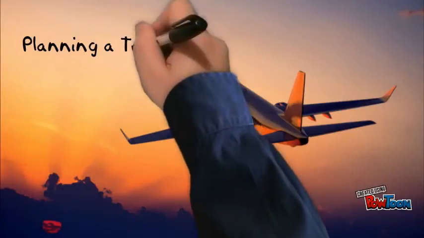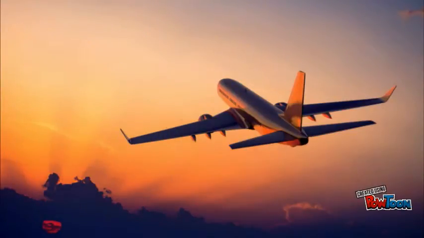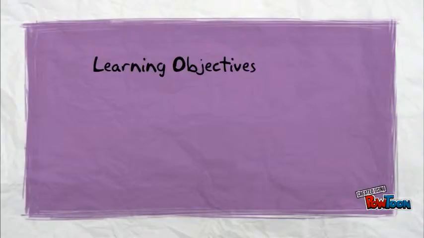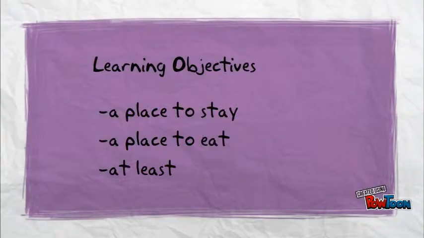The objectives that we will be working on during this project will be that students will be able to create an itinerary for a trip to a Spanish-speaking country. Students will need to include a place to stay, a place to eat, and at least one place of interest to visit. Students will use their previous knowledge in addition to new research information to complete the project.